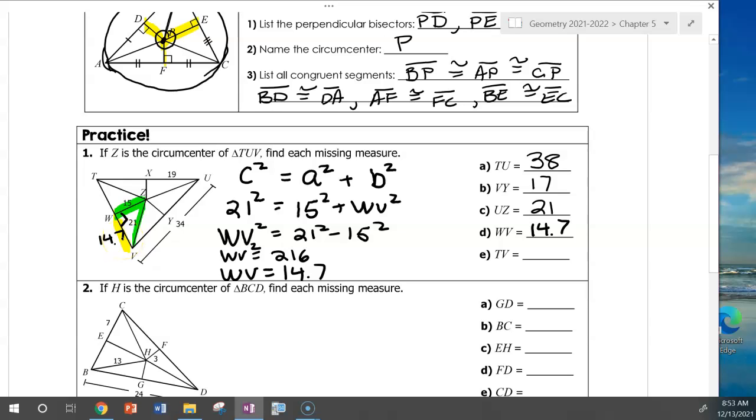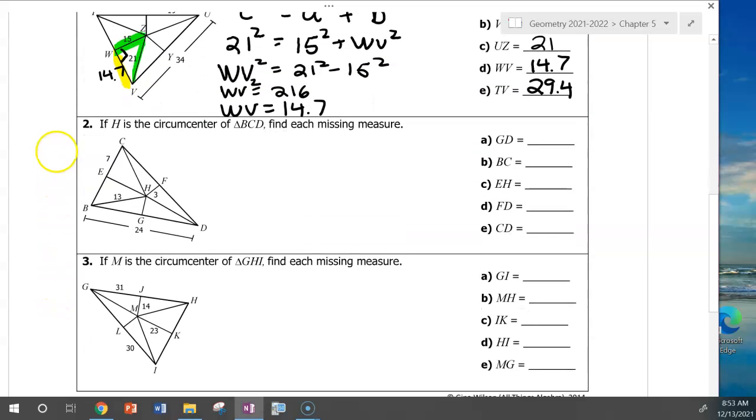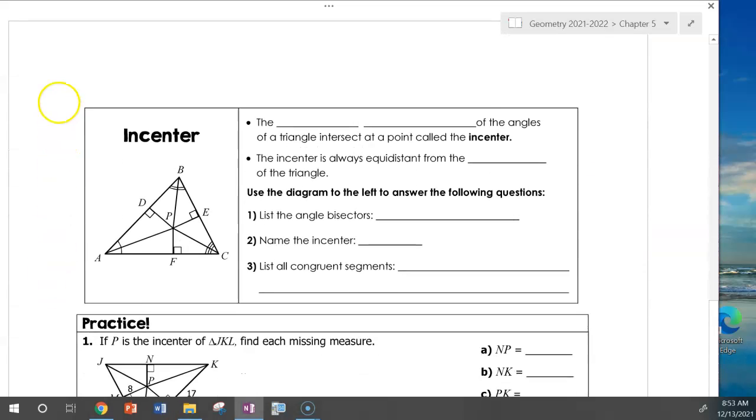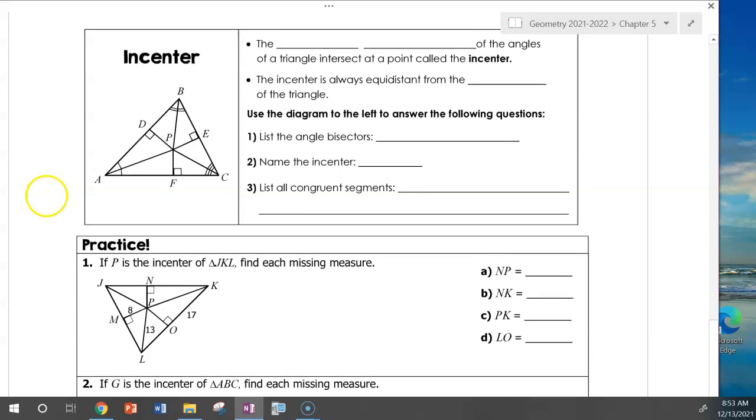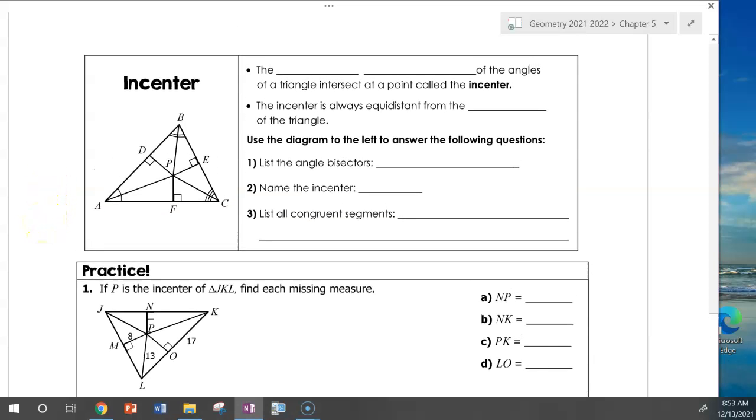And then it wants TV. Well, WV is halfway across. So TV is going to be twice that. So we're just going to take our answer and multiply it by 2. And I get 29.4. Okay, so that is circumcenter for you. We're going to come over here. We're going to do the incenter next. Incenter is also a point of concurrency, but this time it's the angle bisectors.